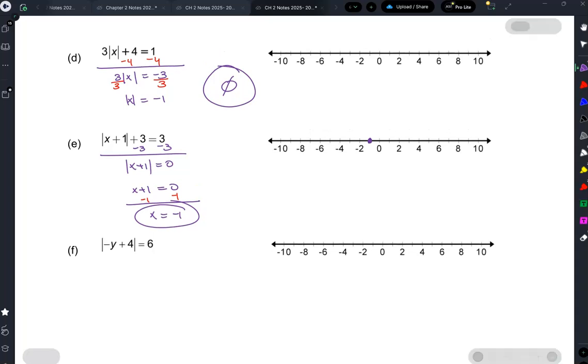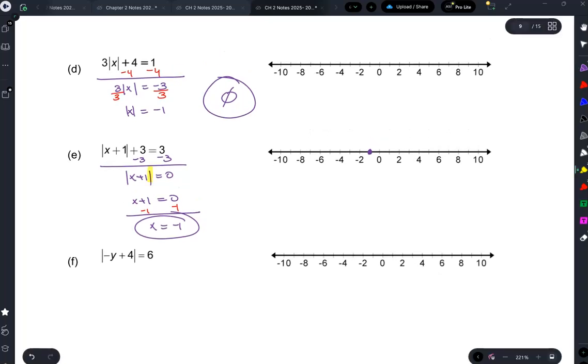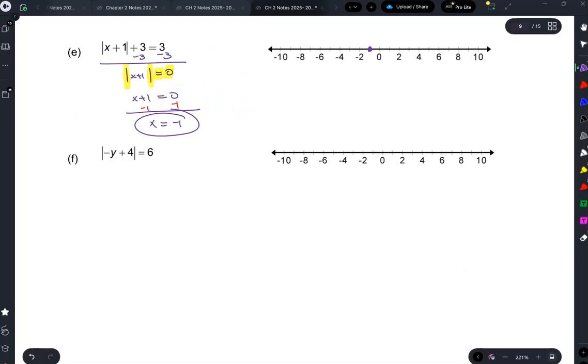Because look, here I had absolute value equal to 0. So ignore what's inside the absolute value for a minute. Okay? I have absolute value equal to 0. When you have that, just rewrite it without the absolute value and you can solve it. Okay? So here, no absolute value for this equation? Correct. Okay, now let's take a look at this one.